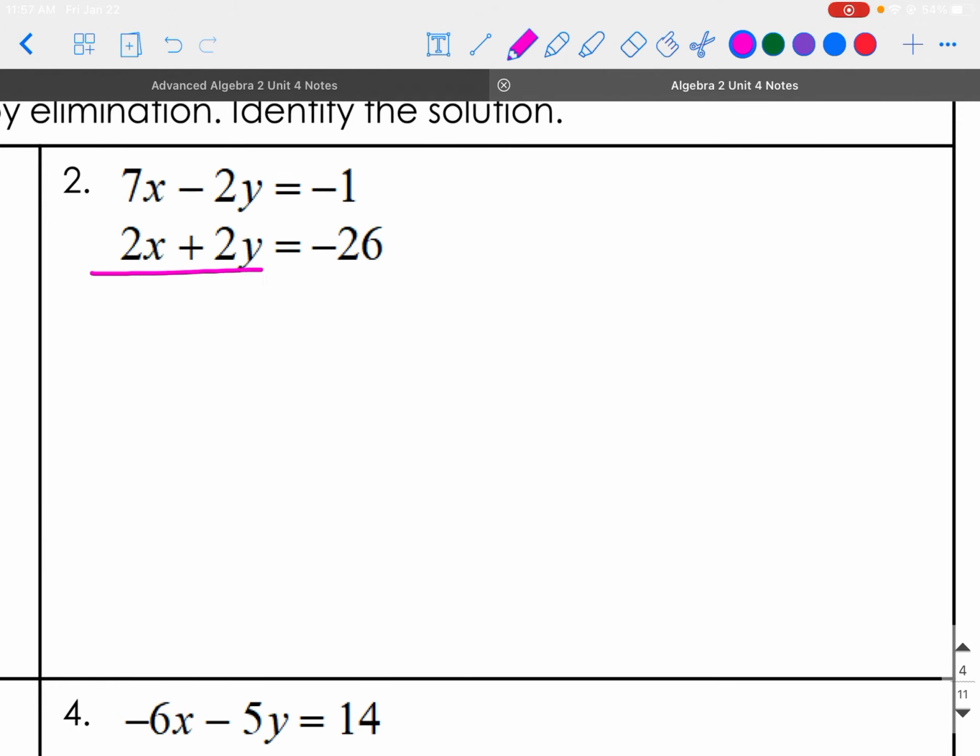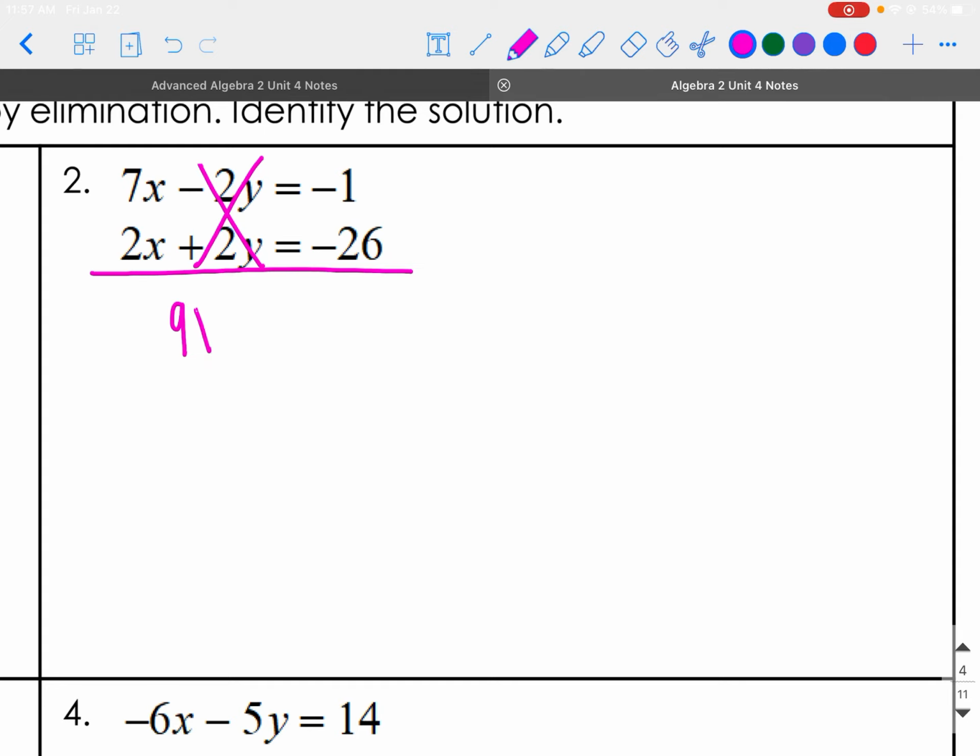Number 2. So look at your variables and see if you have those opposite coefficients. And we do. If I look in front of the y's, I have a negative 2 and a positive 2. So those y's will get eliminated. And then I just add straight down.